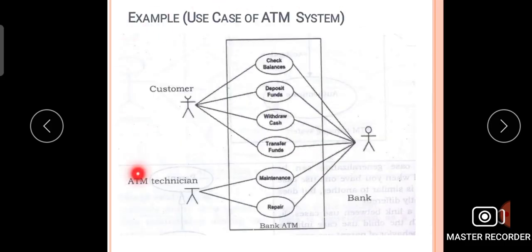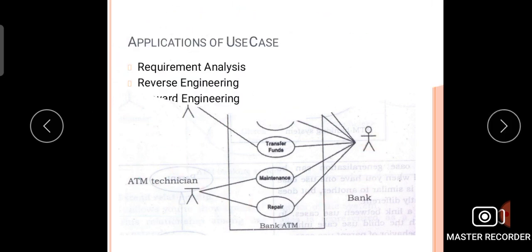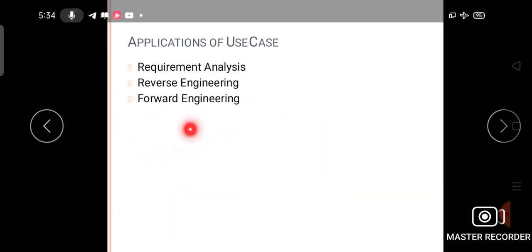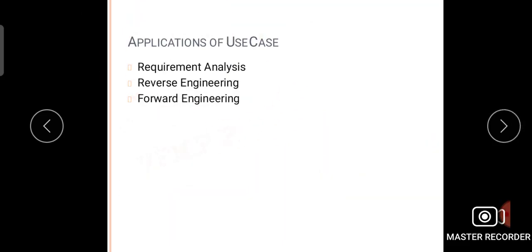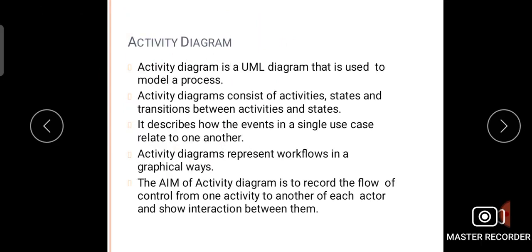And this is a proper example of a use case diagram. The customer is our person, the ATM technician is our machine, and the bank is our external system, which we can also call a user. Okay, so this one is a proper example of the ATM bank system use case diagram. These are the applications of use cases: requirement analysis, reverse engineering, and forward engineering.